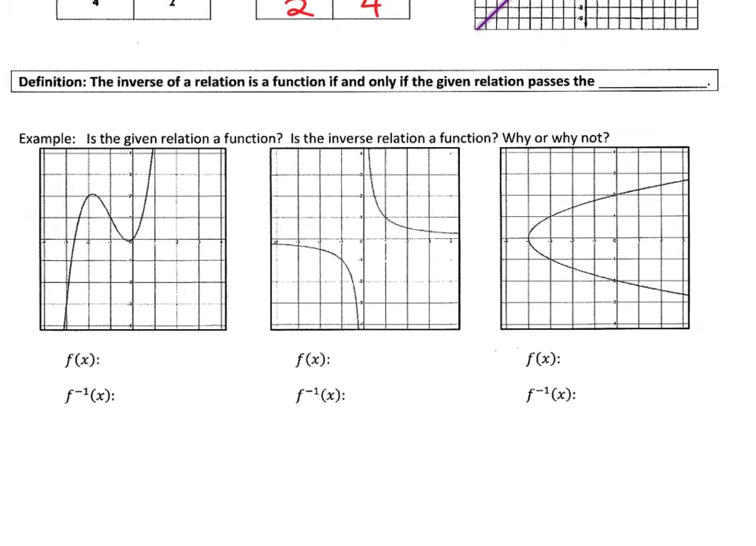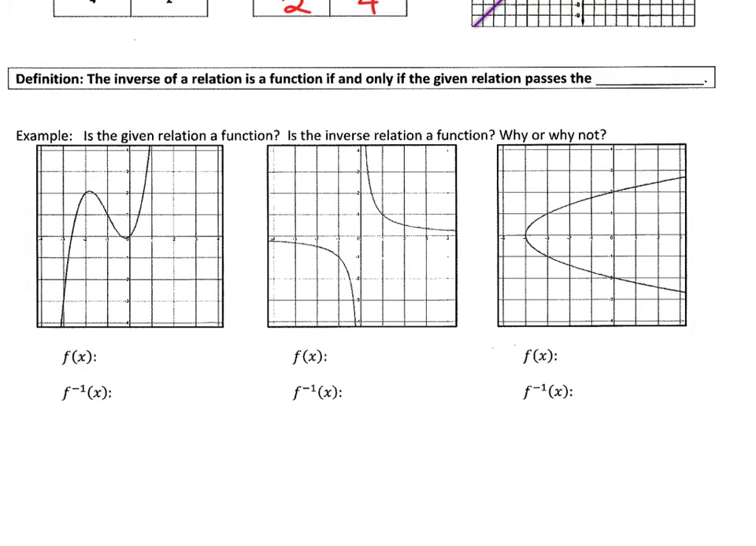Okay, the inverse of a relation is a function if and only if the relation passes the horizontal line test. We're so used to doing the vertical line test. The vertical line test is used to determine if a graph is a function, but the horizontal line test is to determine if the inverse is a function.